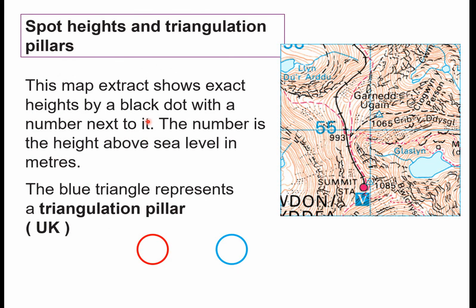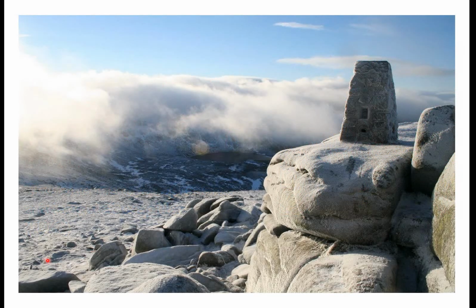Here's another complicated map extract. This is looking at spot heights and triangulation or trig pillars. So if we have a look, we can see these heights here, and we can see a trig point here. So a trig point is the blue triangle. I'll show you a picture actually. This is what a trig point looks like.